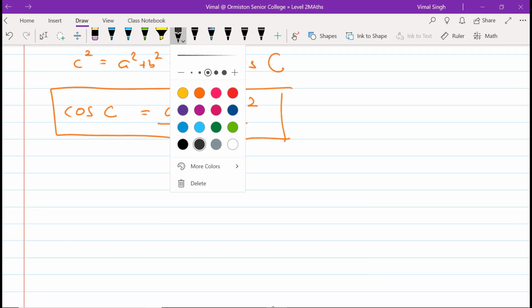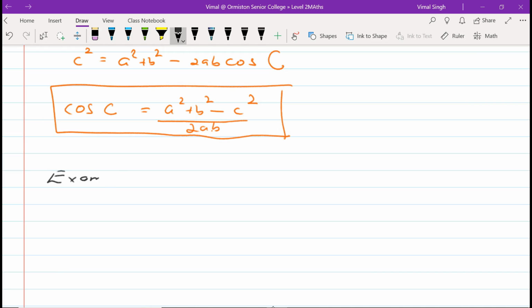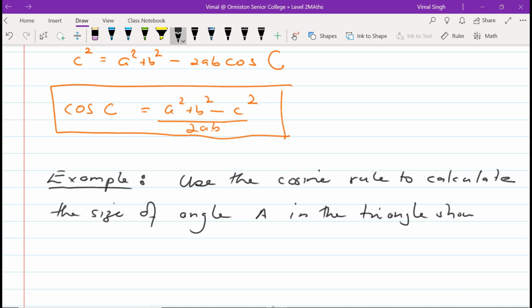Example. It says here, use the cosine rule to calculate the size of angle A in the triangle shown below. Rewrite this over here.